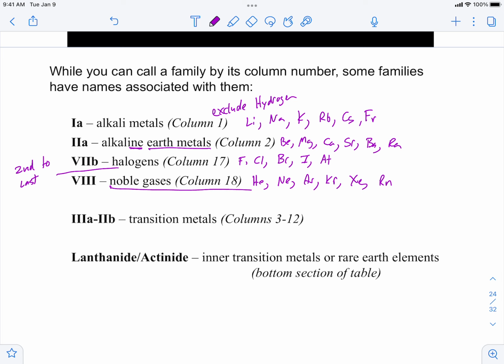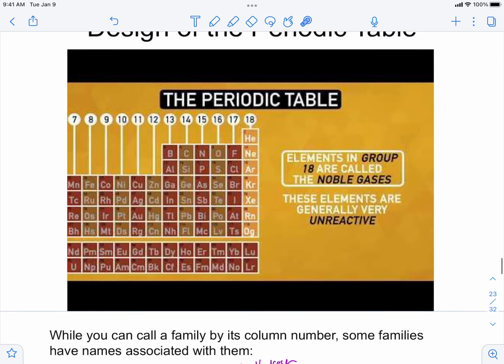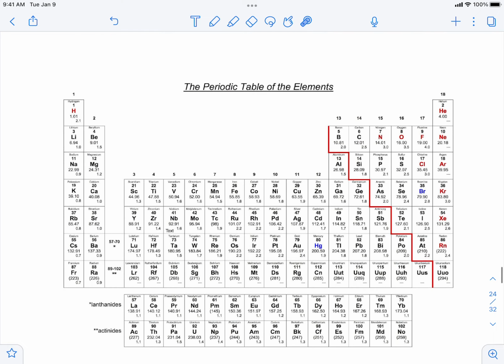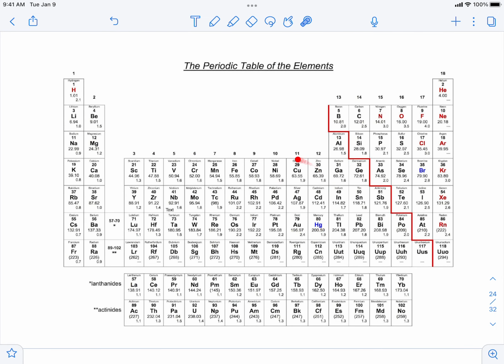All right, and then there's the middle section. That whole middle section, columns 3 through 12, these are called the transition metals. And so here we go. This section right here, the transition metals are this middle sunken 10 column area. This area has another name. Anybody remember what it's called? This is the D block, right?